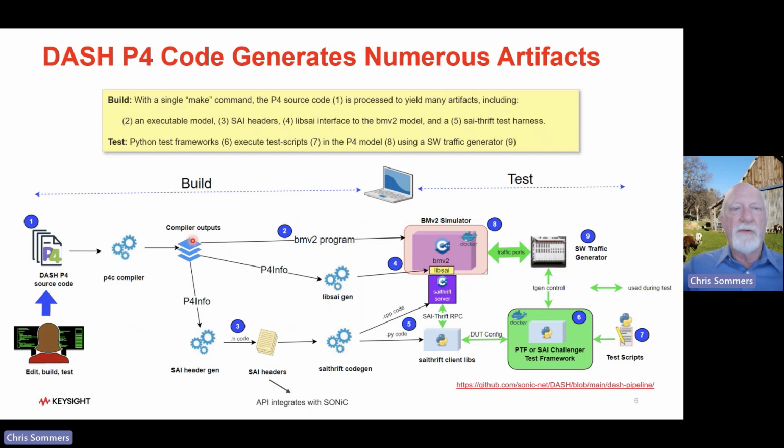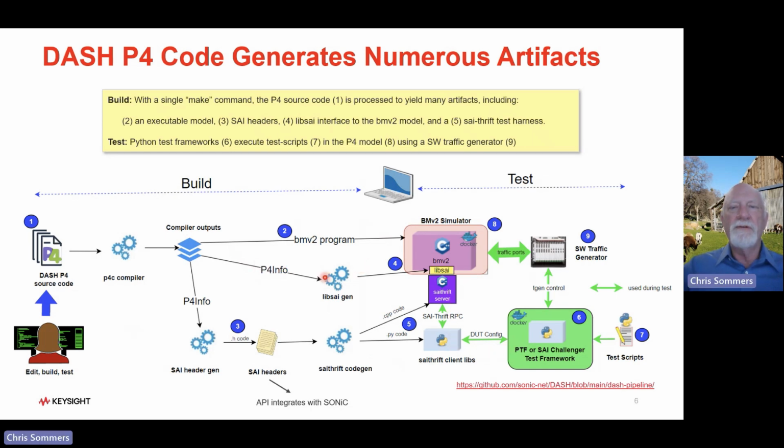The compiler also generates P4 info, which is metadata about the P4 program. That P4 info is transformed using code generators into SAI header files. These header files are ultimately what we use to integrate with the SONiC network operating system. They form the southbound API to the data plane. These headers, in turn, are used to generate a SAI Thrift server and client test harness. This can be used to write Python programs to talk to the device under test.